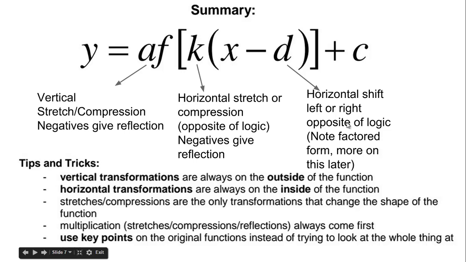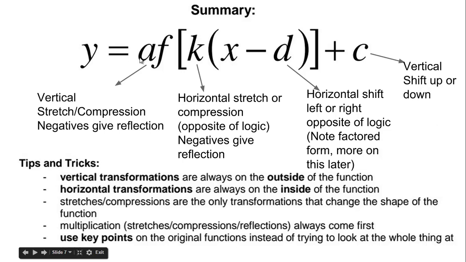The D is horizontal shift left or right, almost opposite of logic. We note that we do need factored form, otherwise things do get messed up here. So this does have to be in factored form inside the function. So this would be like a square root here, or a 1 over x, and all this stuff would be in the denominator. It all looks different depending on which graph you're looking at. We'll see different ones. And C is the vertical shift up or down.